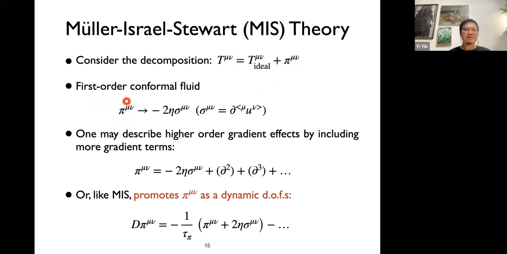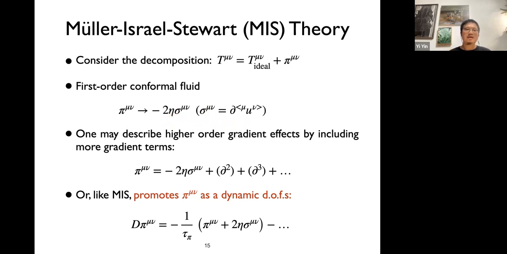When the gradient is more, you can take into account all the gradient corrections order by order. For example, let us consider a conformal fluid throughout. At the first order in gradient, we get this pi^{mu nu} is proportional to the symmetric part of the fluid gradient, or the shear stress, times the coefficient which is called the shear viscosity.